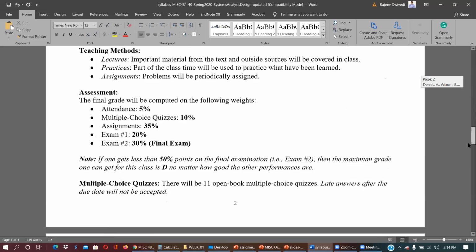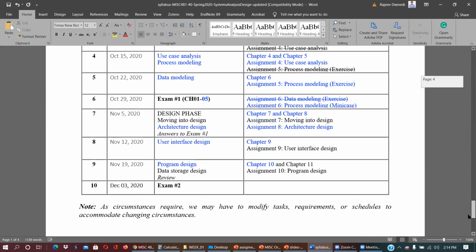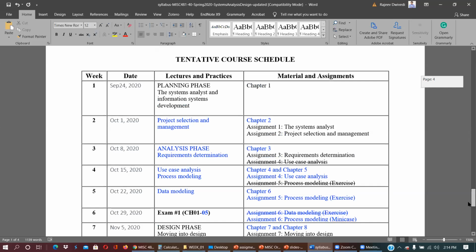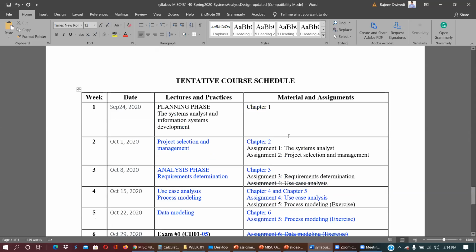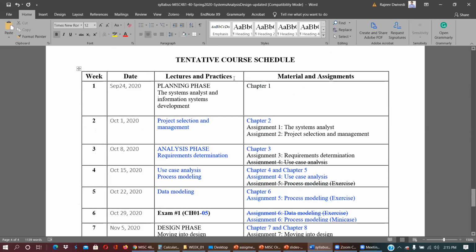So this is a syllabus. This is a tentative schedule. If there are any little changes, I can announce them and we can do it. So this is a tentative course schedule that we are going to follow.